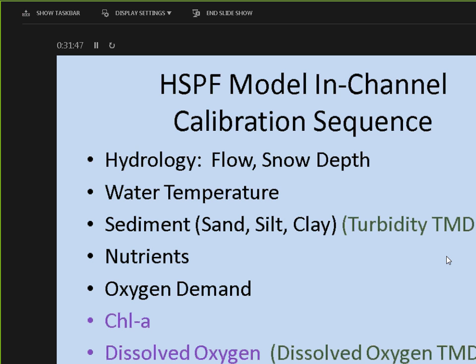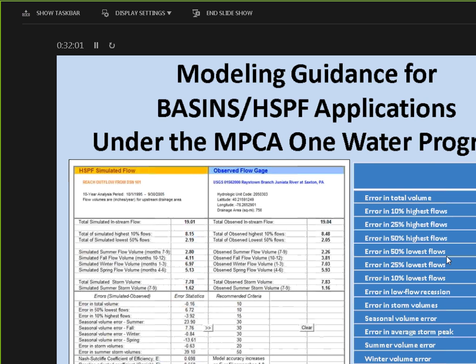So our calibration sequence is first hydrology, then water temperature, then sediment, nutrients, oxygen demand, chlorophyll A, and last but not least, dissolved oxygen. And we do have a guidance document where we lay out the steps for how to build a model and how to calibrate the model and what we think is an acceptable calibration. And this is just a screenshot from that guidance document, and you can see that on the left there's a comparison of simulated versus observed flow statistics, and on the right is our sort of minimum criteria of acceptability.